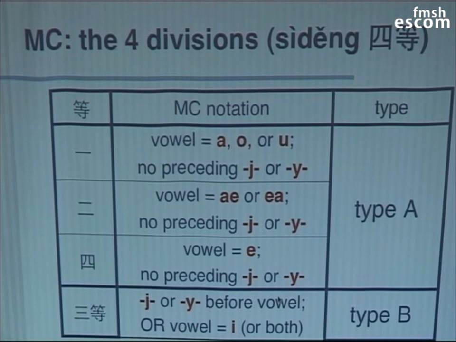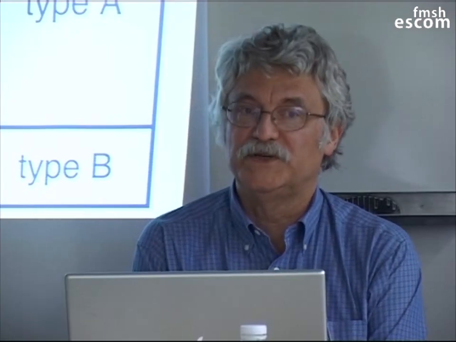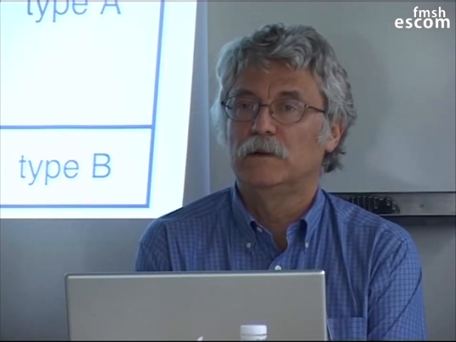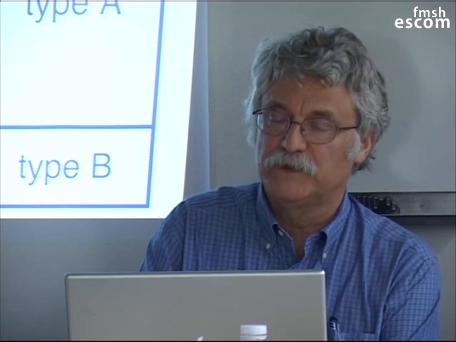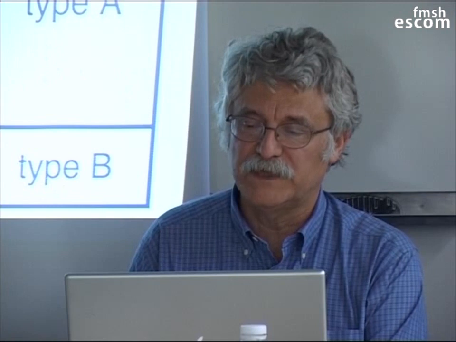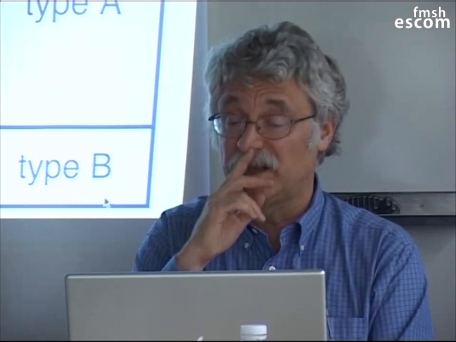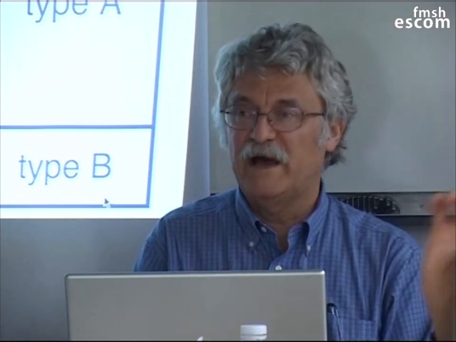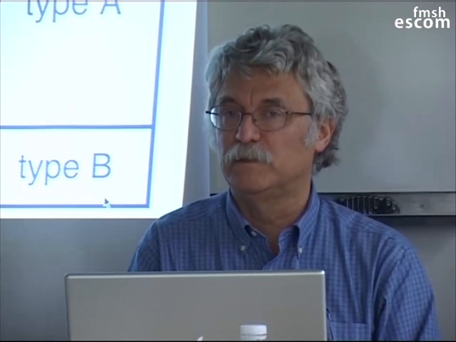A type B syllable always has either Y or J before the vowel, or else the vowel is I, or both. And you can have a J before an I in some cases as well. But that's the way you can tell the difference. It turns out, even though it looks like this is out of balance, that about half of the syllables are type A and half of the syllables are type B.